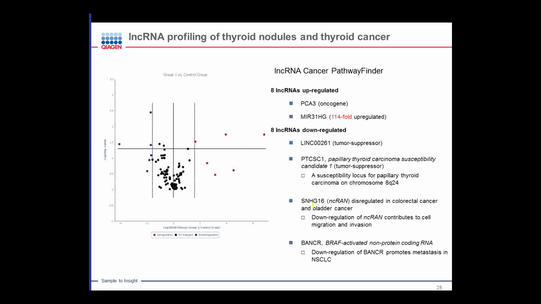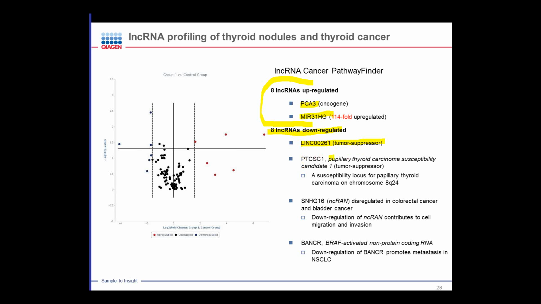Turning to long non-coding RNAs, again, same RNA samples. This is a relatively small panel. Again, we know relatively little about long non-coding RNAs and their function. There are 8 that are significantly upregulated. One is already reported to be an oncogenic long non-coding RNA. MIR31HG is over 100-fold upregulated in these samples. There are several that are downregulated. LINC00261 is known to be a tumor suppressor.